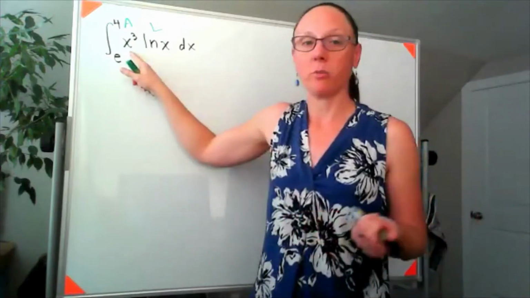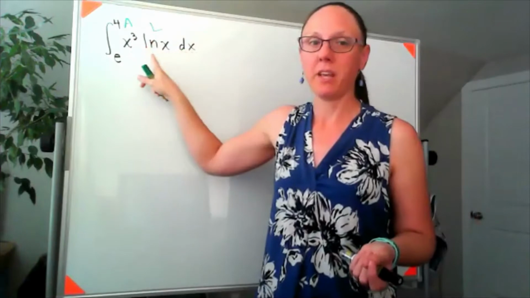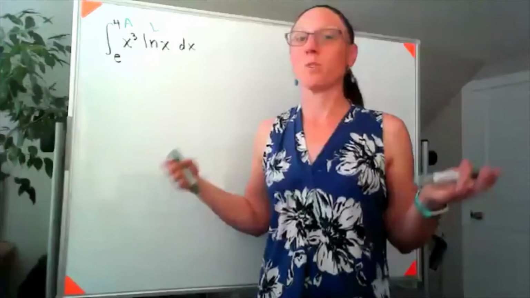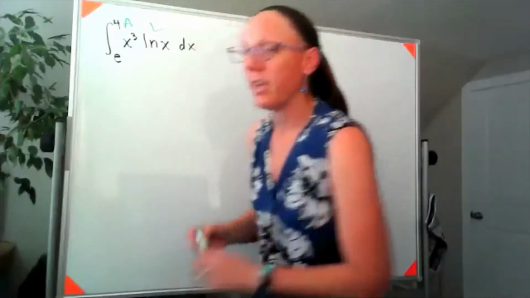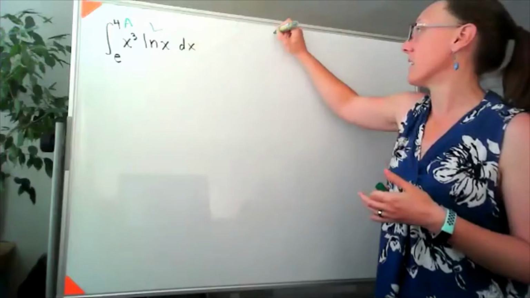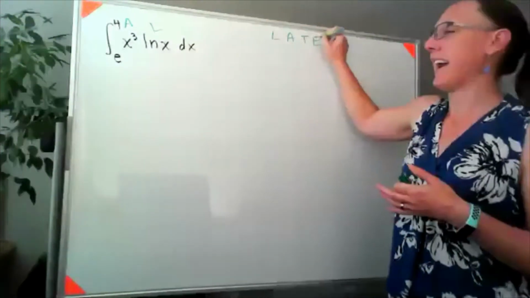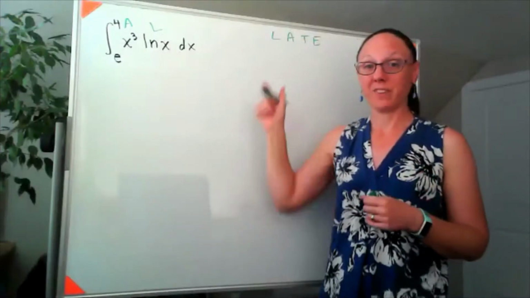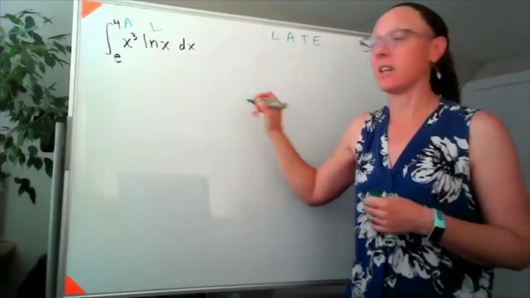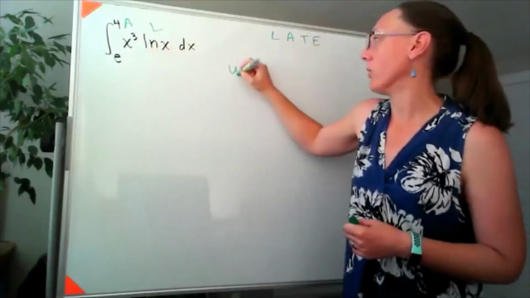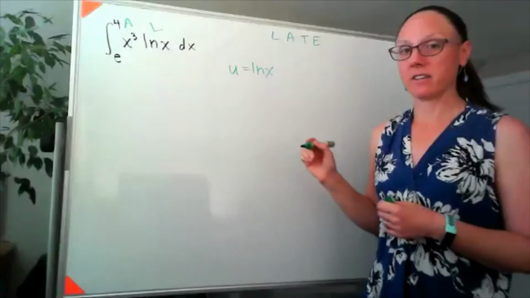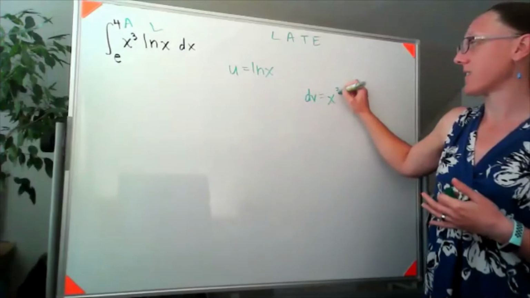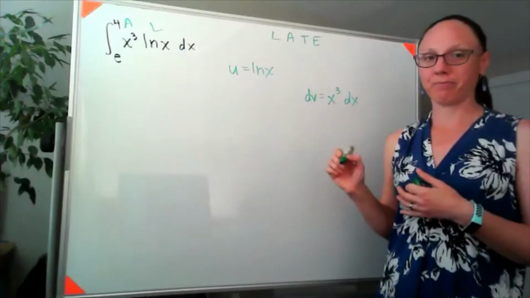Well, the derivative of x cubed is 3x squared, not helping me. Derivative of ln of x is 1 over x, also not helping me, which means we're stuck with integration by parts. I'm going to follow that rule of LATE, logs, algebra, trig, exponentials, to choose which portion of this I'm going to make equal to u. Since L comes first in the word LATE, I'm going to make my u equal to the natural log of x. That makes everything else dv, so dv would have to be the x cubed and the dx part.